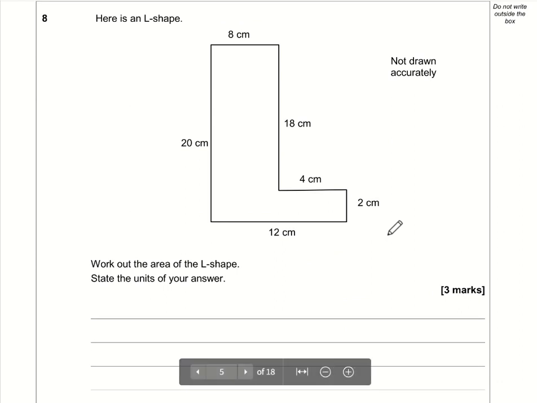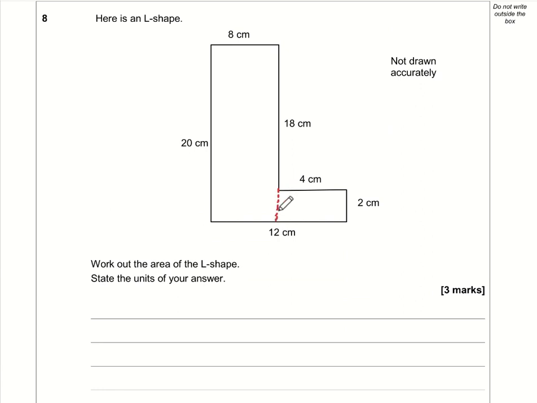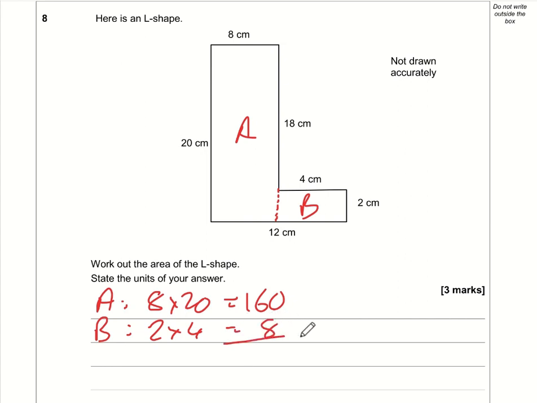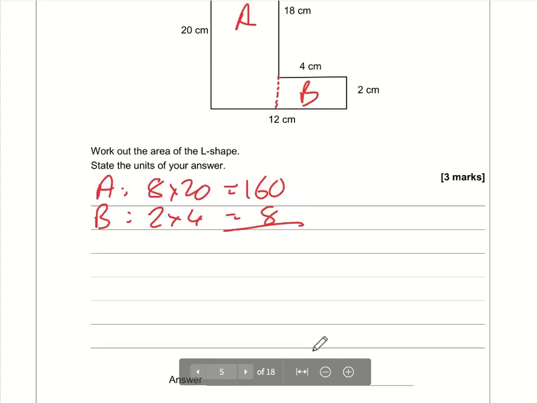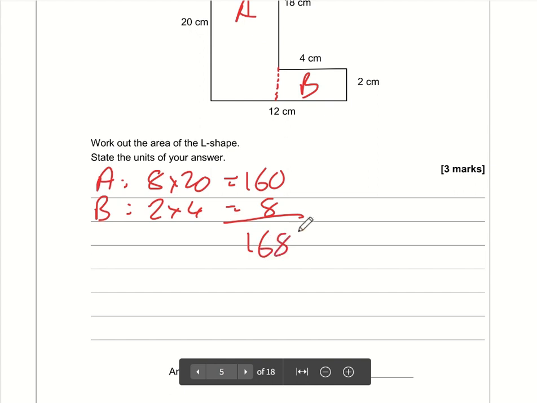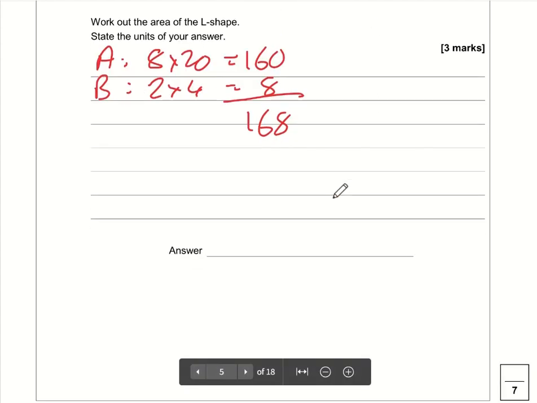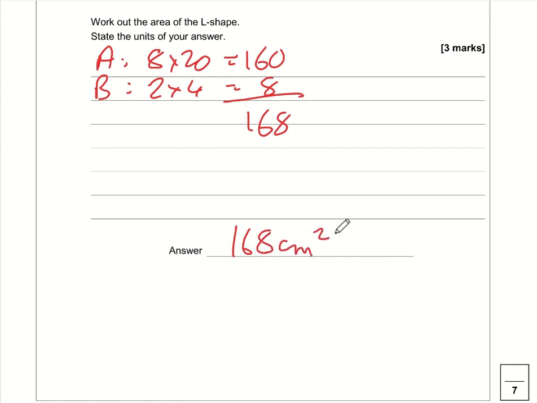Okay, so we want to work out the area of an L shape. So what you need to do is turn it into 2 rectangles. The area of this rectangle here, let's call this shape A and shape B. So shape A, that is going to be 8 times by 20, which is 160. And shape B is 2 times by 4, which is 8. So the total area is 160 plus 8. So that is 168, and the units for area are centimetres squared. So 168 centimetres squared.